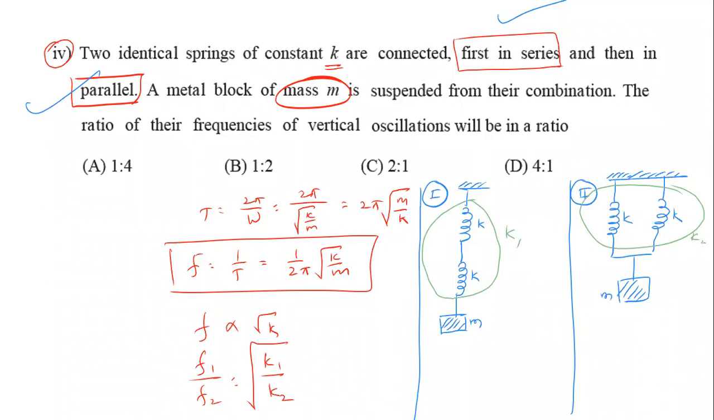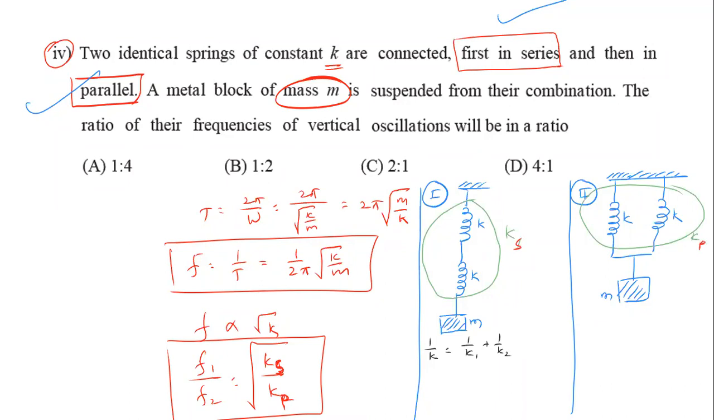Now let me explain how we get this. When two springs are in series, the force constant is given by the formula 1 by k is equal to 1 by k1 plus 1 by k2. You solve this and you will get the force constant in the series combination. I will use here, instead of k1 and k2, the force constant in series divided by the force constant in parallel. So here in series and here it is in parallel. That we have to substitute in this formula.